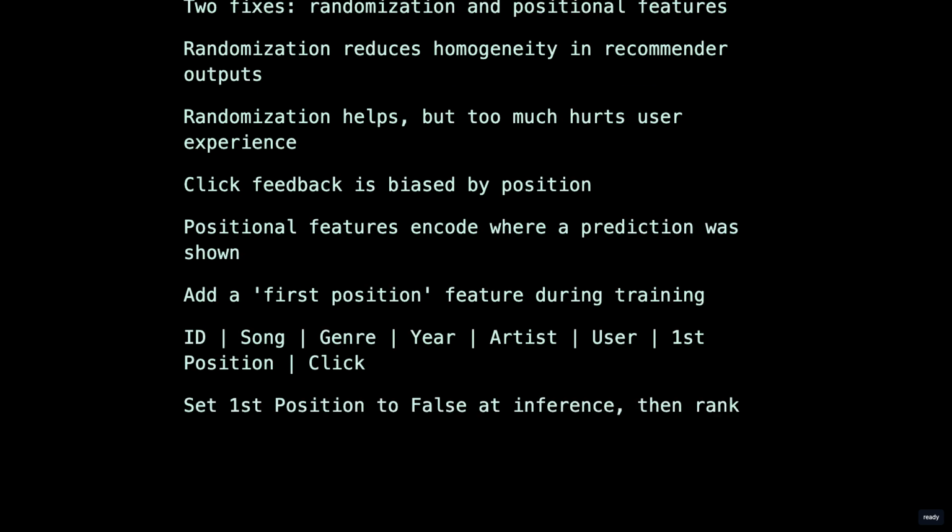At prediction time, the goal changes. You want the model to judge interest without assuming a particular placement. After that, you can choose the display order separately, using the scores the model produces for each candidate item.